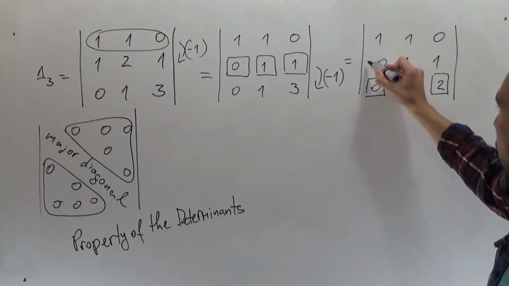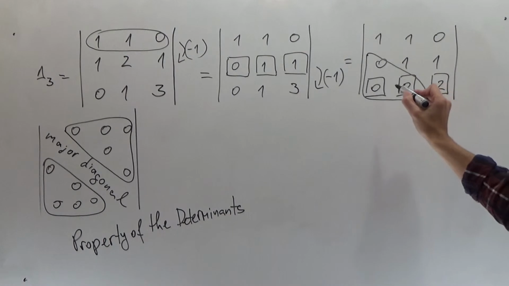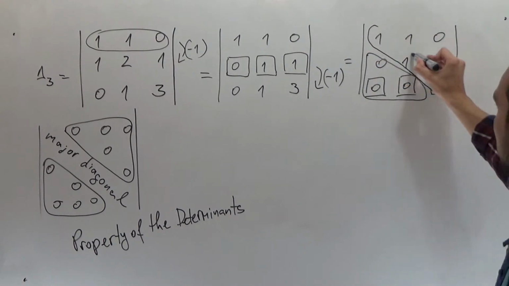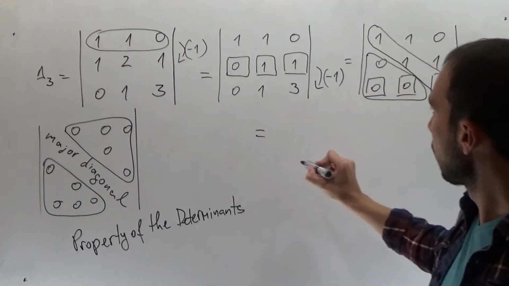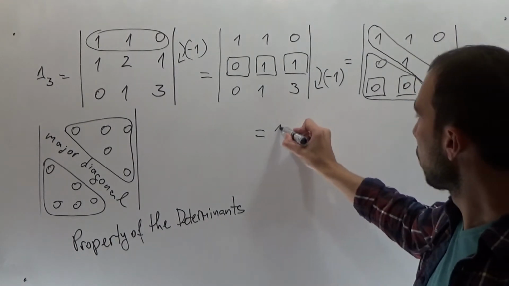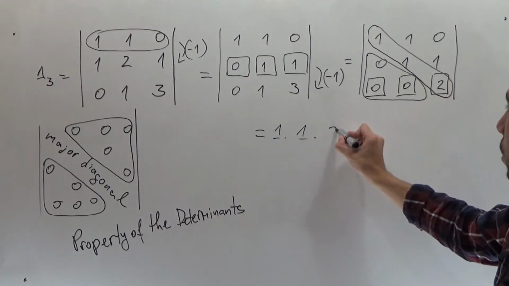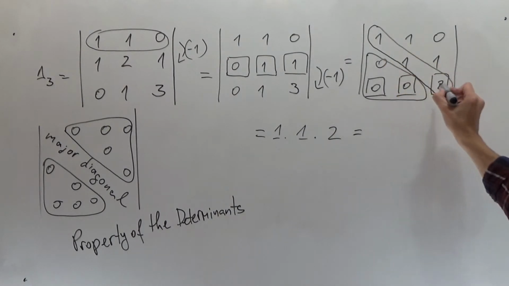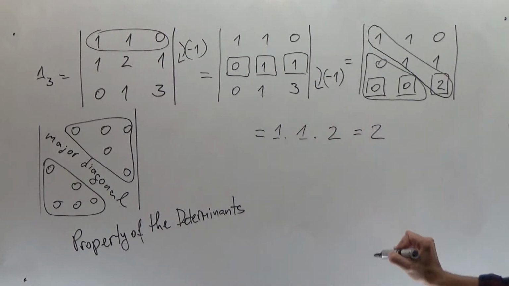Okay, we have zeros under the major diagonal of the determinant, and the determinant is equal to 1 multiplied by 1 multiplied by 2. Multiplication of the elements of the major diagonal. Okay, it's 2.